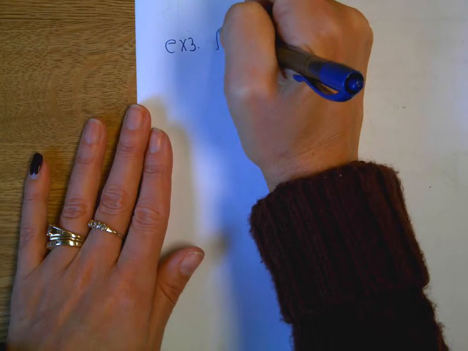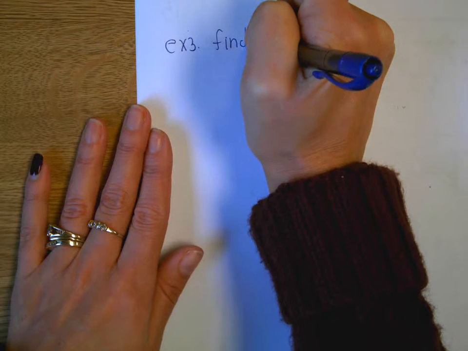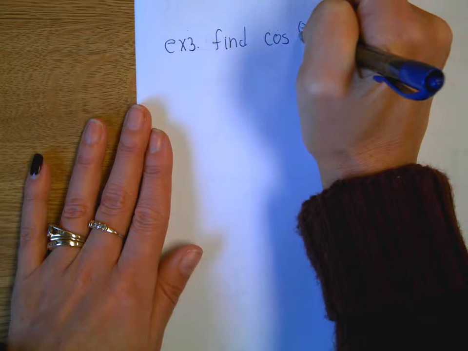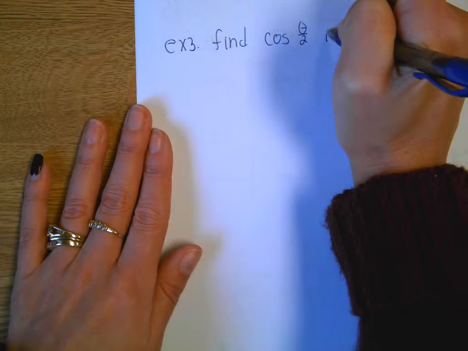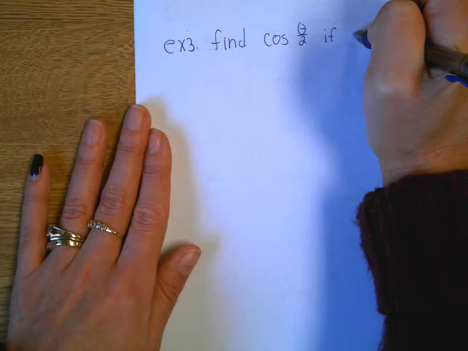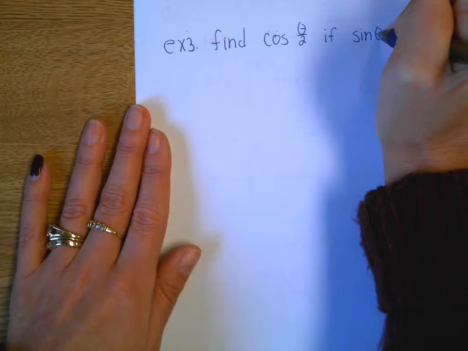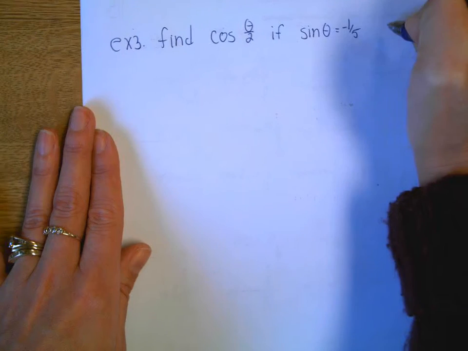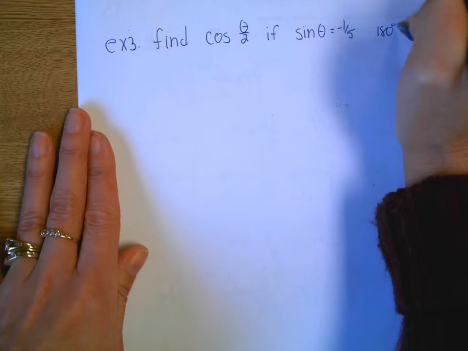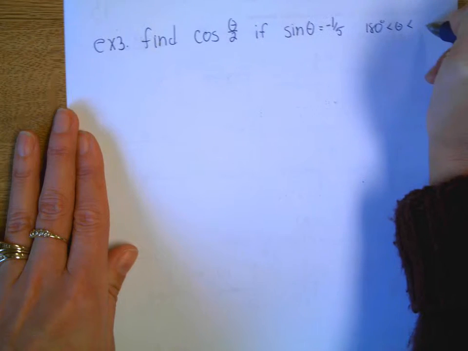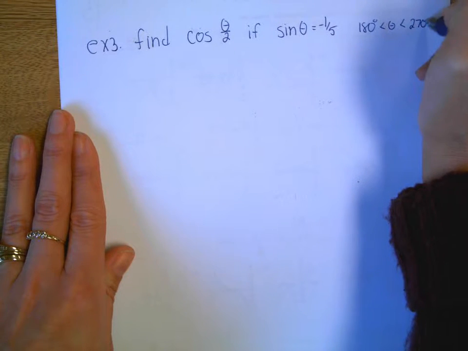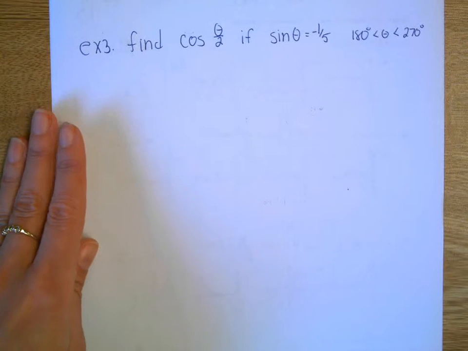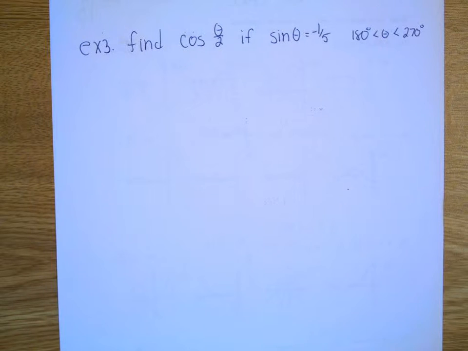We want to find the cosine of theta divided by 2 if I know that the sine of theta equals negative 1/5 and theta is between 180 and 270. So instead of asking for all 6 of them this time, I only asked for 1. So it'll make our life a little bit easier.